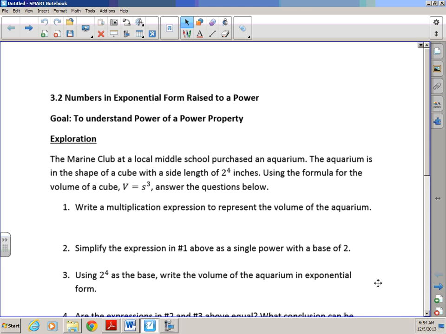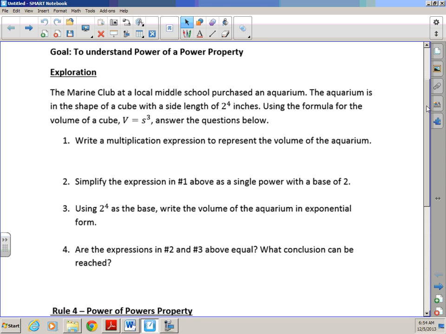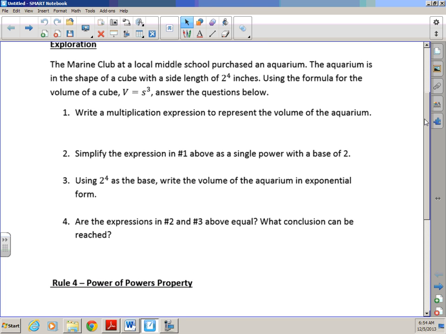Today's lesson is a continuation of the concept of the rules, or different rules for exponents. What we're going to cover today is what's called the power to a power property. So let's take a look at the exploration. A marine club has purchased an aquarium. The aquarium is the shape of a cube, with each side of the cube being 2 to the 4th power inches long. The volume of a cube is obviously the side cubed.